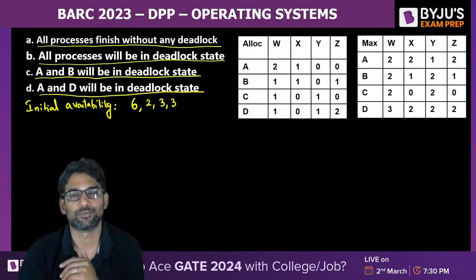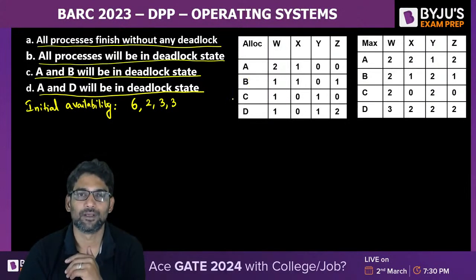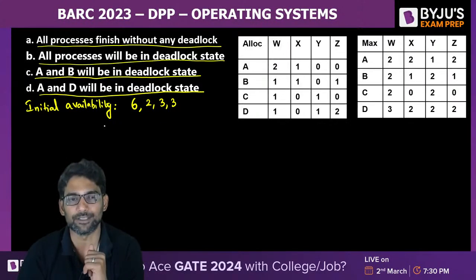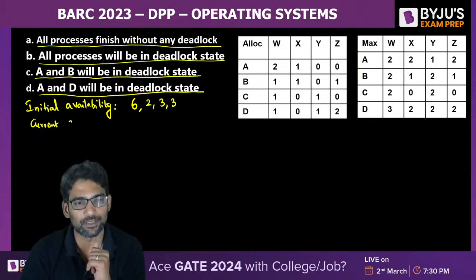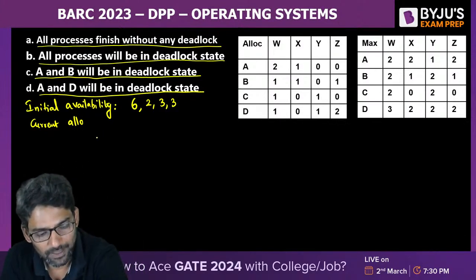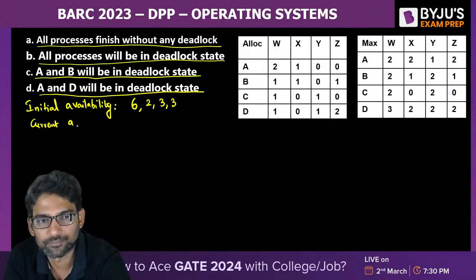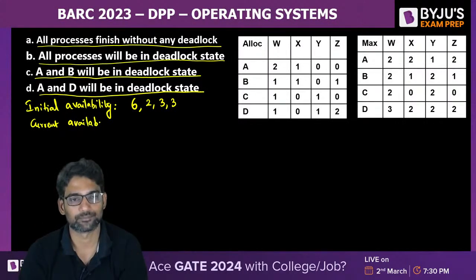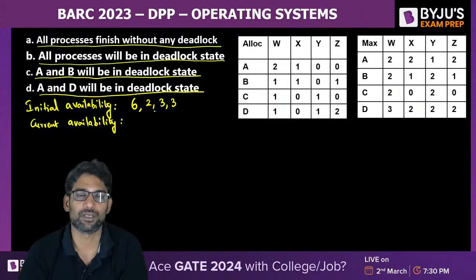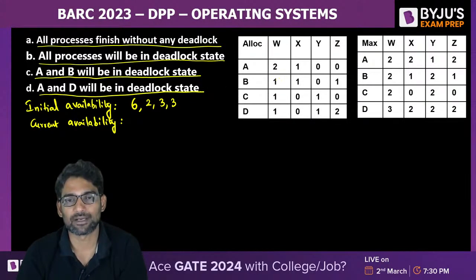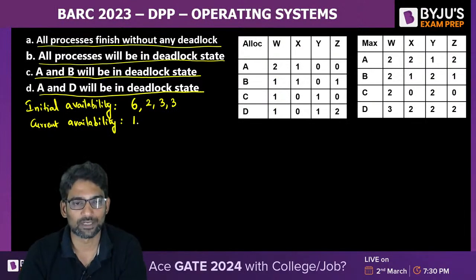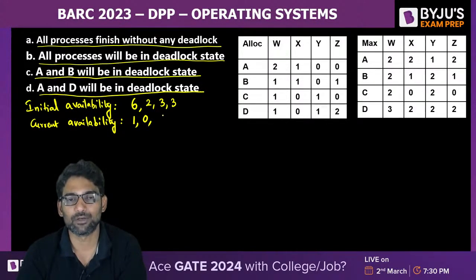All right, I will also do along with you. Let us work together. Given the initial availability 6233, after allocation as given, current availability, let us calculate. What would be the current availability? See, from 6, we have already given 2 plus 3, 5. So, 1 is the 1W available. From 2, we have given 2. So, no X. And from 3, 2 are given, 1X, 1Y. And from 3, 3 are given. So, 0Z. This is the current availability.